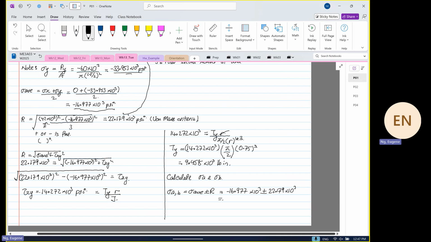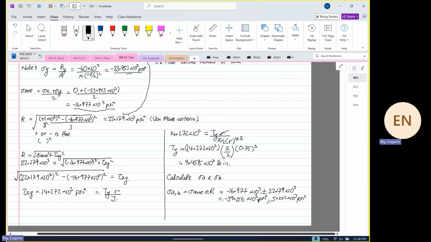So this will be equal to minus 16.977 times 10 to the power 3 plus or minus 22.179 times 10 to the power 3. So we have minus 39.156 times 10 to the power 3 psi. And the other one is 5.202 times 10 to the power 3 psi.